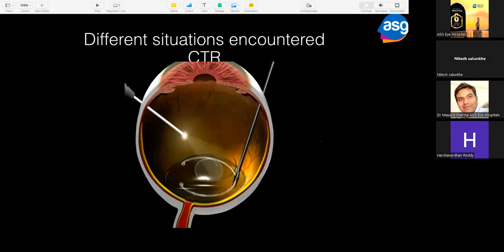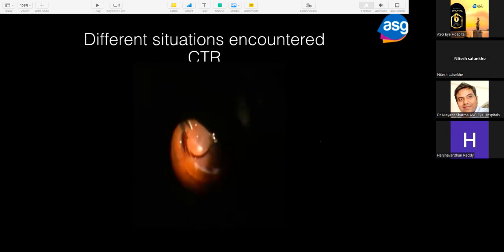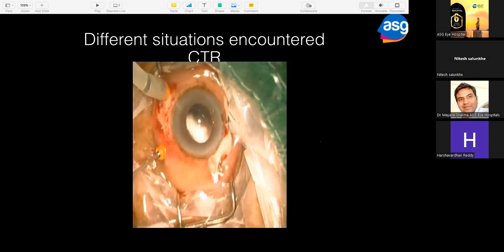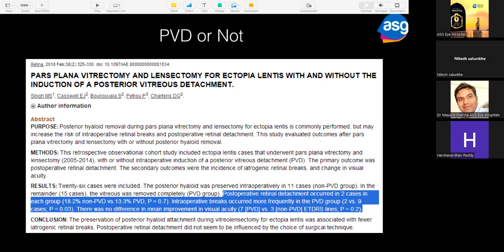There's a CTR that is dropped. You cut it in the center. There it is in two halves. And now you can very easily remove it without any problem from your sclerotomy itself. But the same thing, if you try to pull out the entire CTR, then the trailing limb is going to tear the retina for sure.